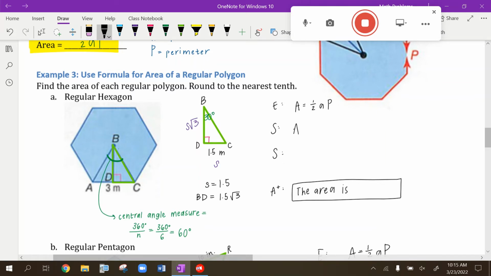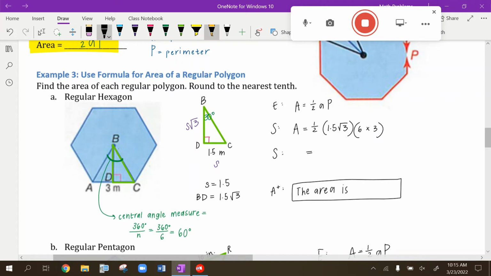Now I can go ahead and substitute in for my formula. I know that the apothem is 1.5 square root 3, and the perimeter, since every side is 3 meters long, this is a regular polygon, so remember all sides are equal, I can take 6 times 3, since there's 6 sides and they're each 3 meters long. Now to solve, I can plug this into my calculator.